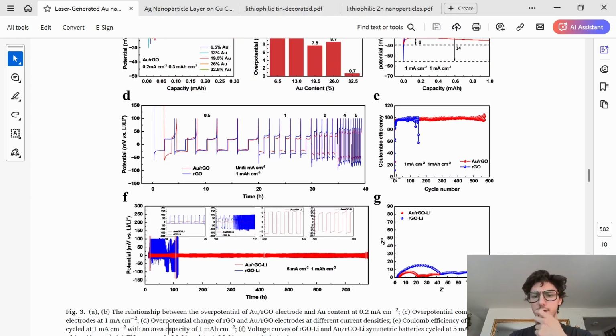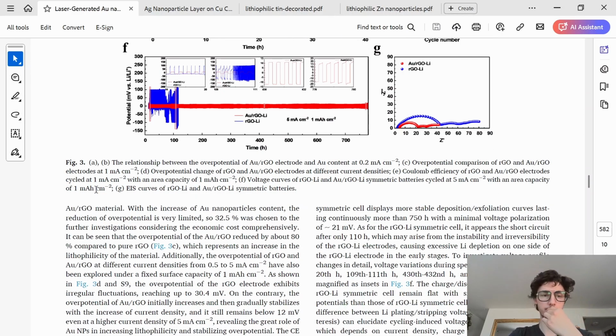So cycle number, you could see cycle number about 150. This blue function, this blue scatter plot ends. It dies off here. So it looks like this cell with the reduced graphene oxide dies, and this gold reduced graphene oxide one continues all the way to like 600 cycles. And they both look like they have the same amount of coulombic efficiency, about 100%. Interesting. F, voltage curves of the reduced graphene oxide lithium and this gold reduced graphene oxide lithium symmetric cells.